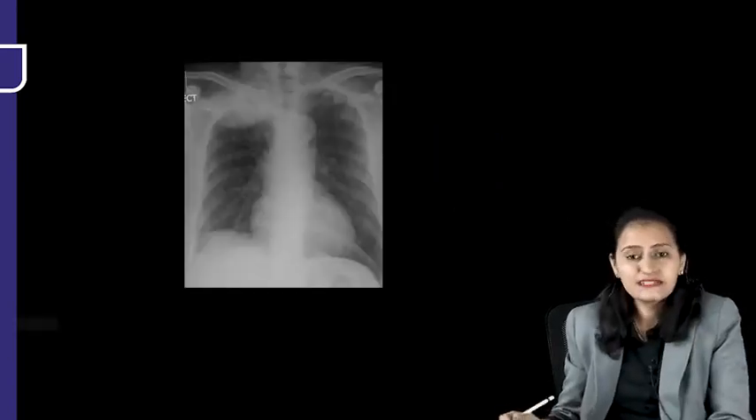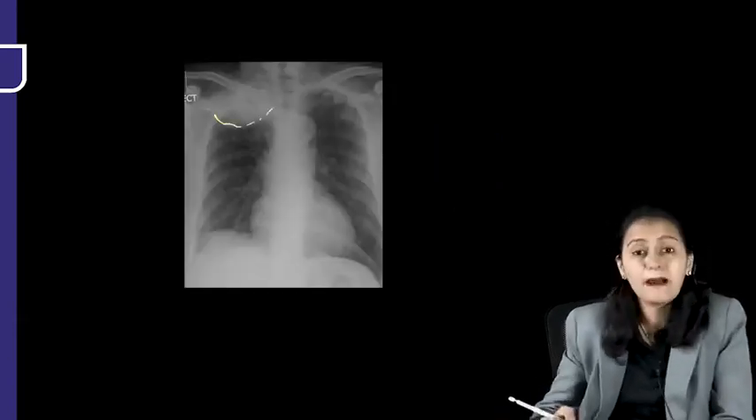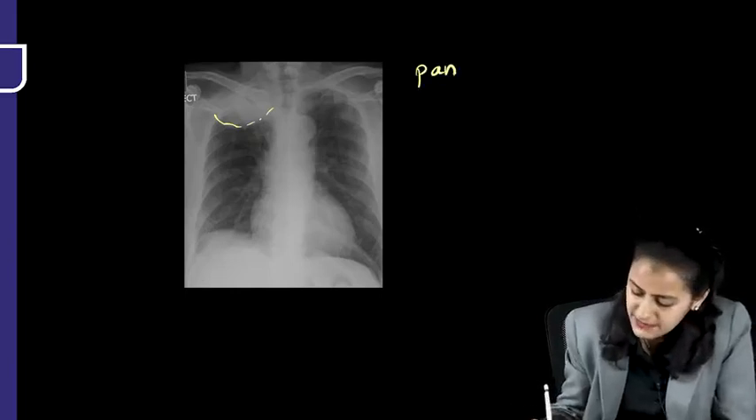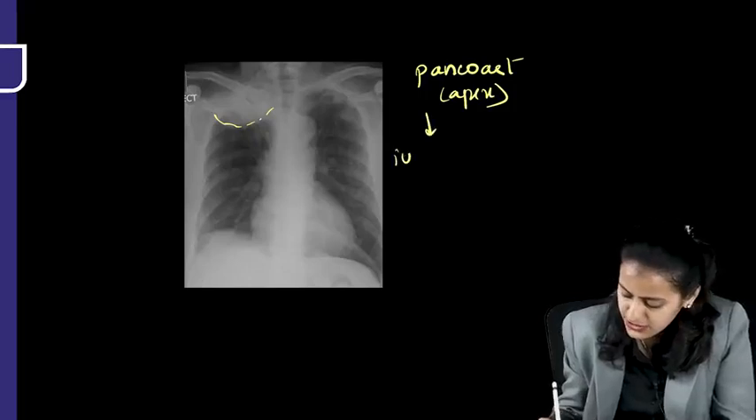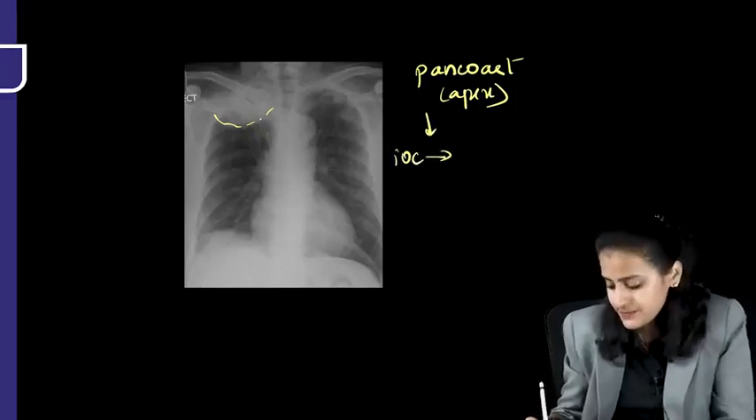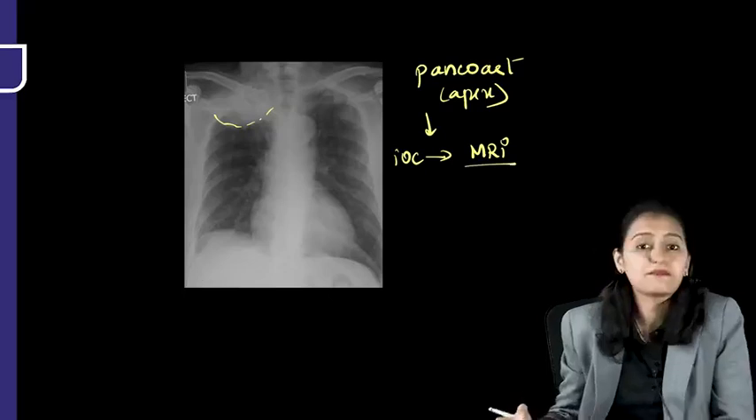Next one, what lung tumor is this? The lung tumor involving the apex of the lung. That is the Pancoast tumor, which involves the lung apex. And the question here is, what is the investigation of choice? The investigation of choice is MRI.